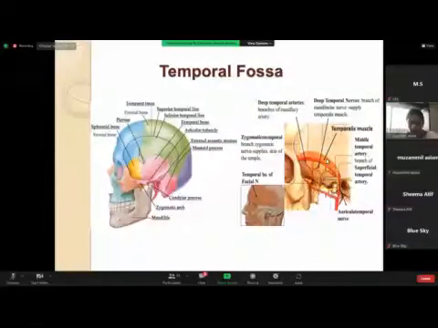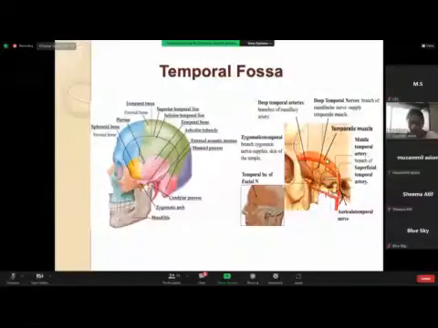And when we talk about the contents of this fossa, we have the mandibular division of the trigeminal nerve. This is the trigeminal ganglion, and this is the mandibular division of the trigeminal nerve. We have a very important structure, a parasympathetic ganglion present in this region. This is the otic ganglion. We also have the branches of the chorda tympani, which is a branch of the 7th cranial nerve, the facial nerve, which is present here.